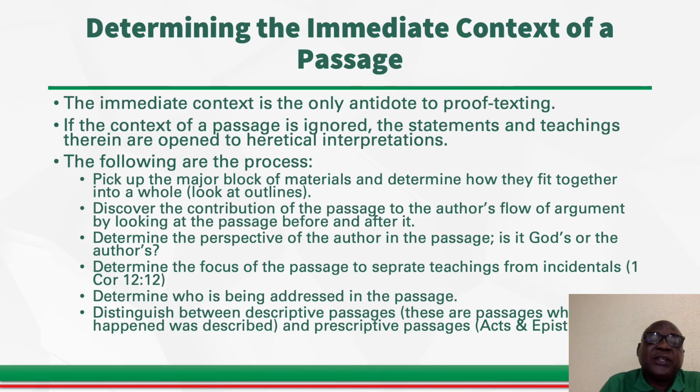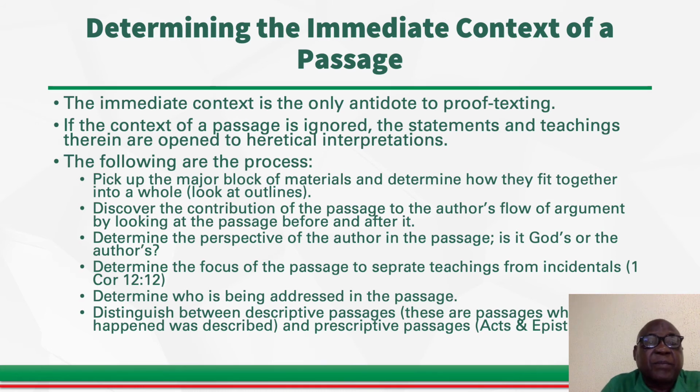Now, how do you determine the immediate context of a passage of the scripture? The immediate context is the only antidote to proof texting. And that's very interesting. If the context of a passage is ignored, the statements and teachings therein are opened to heretical interpretations. Now, the following is the process you can follow in doing this.